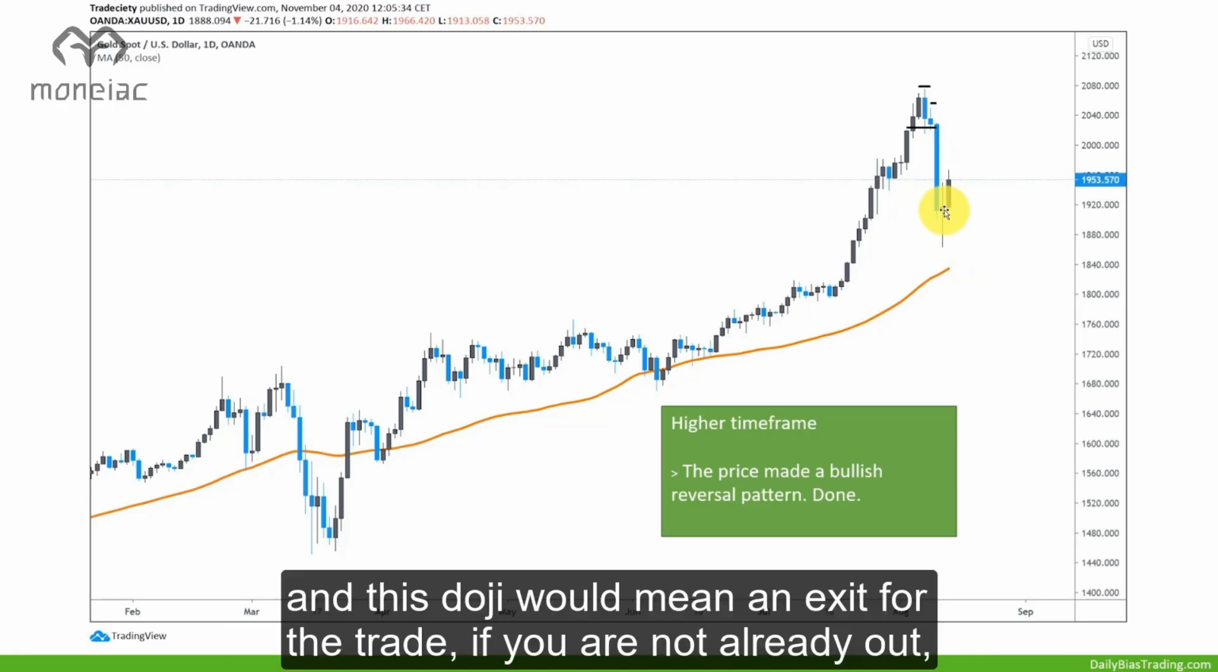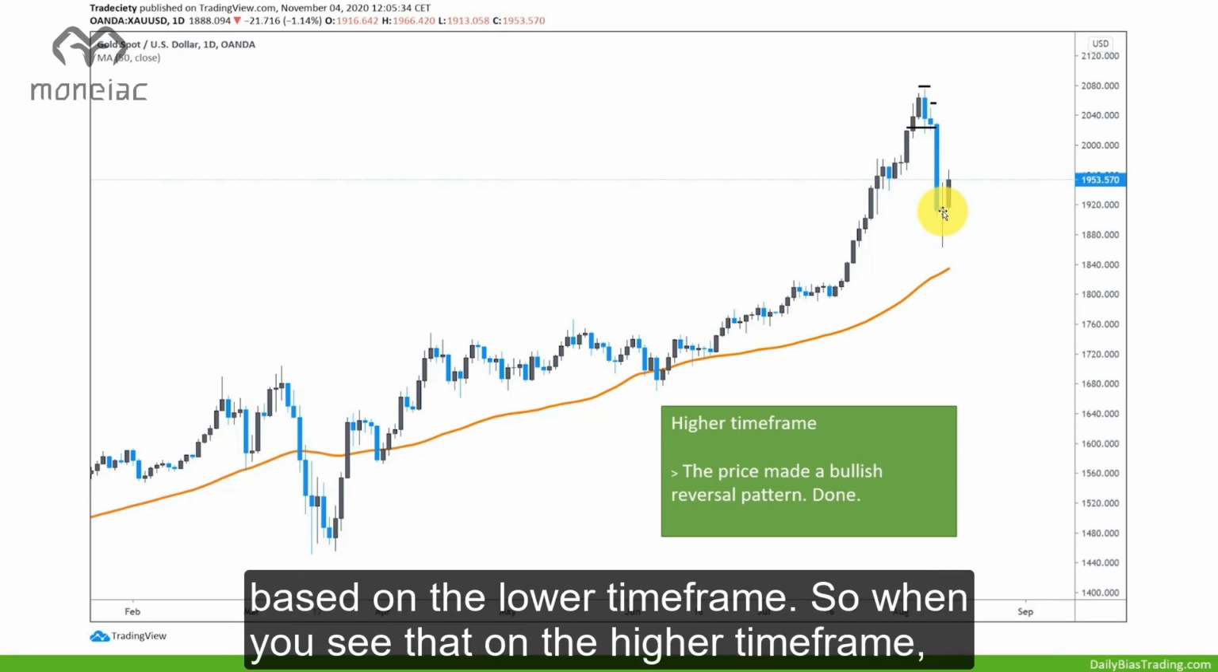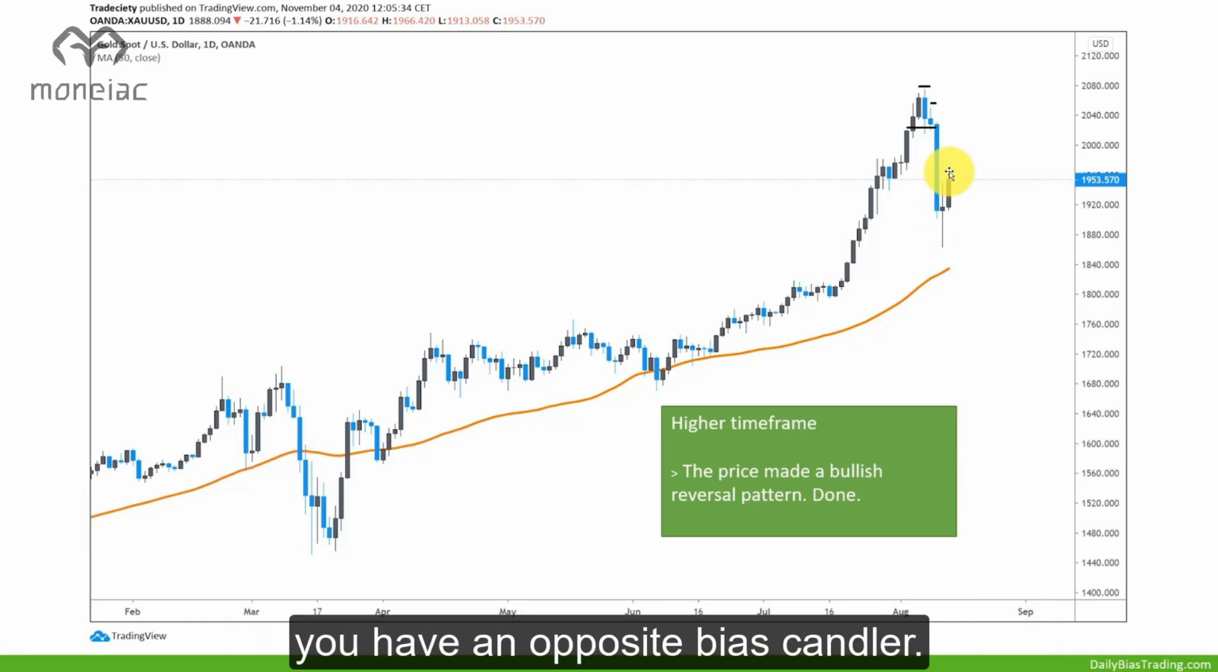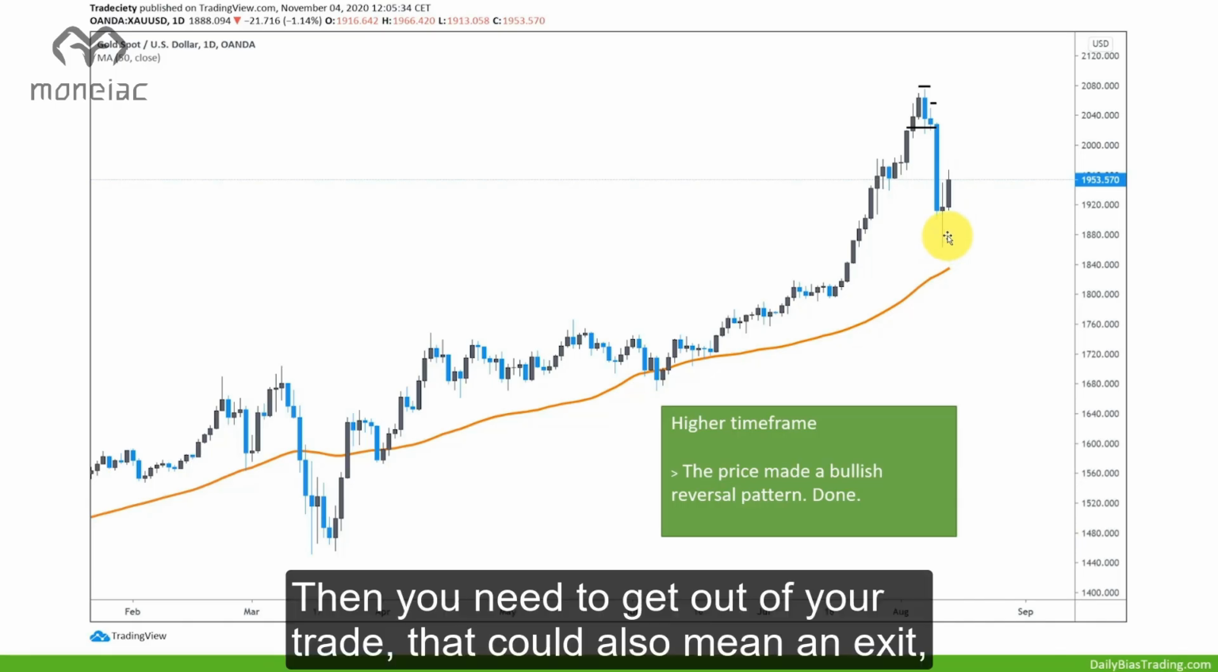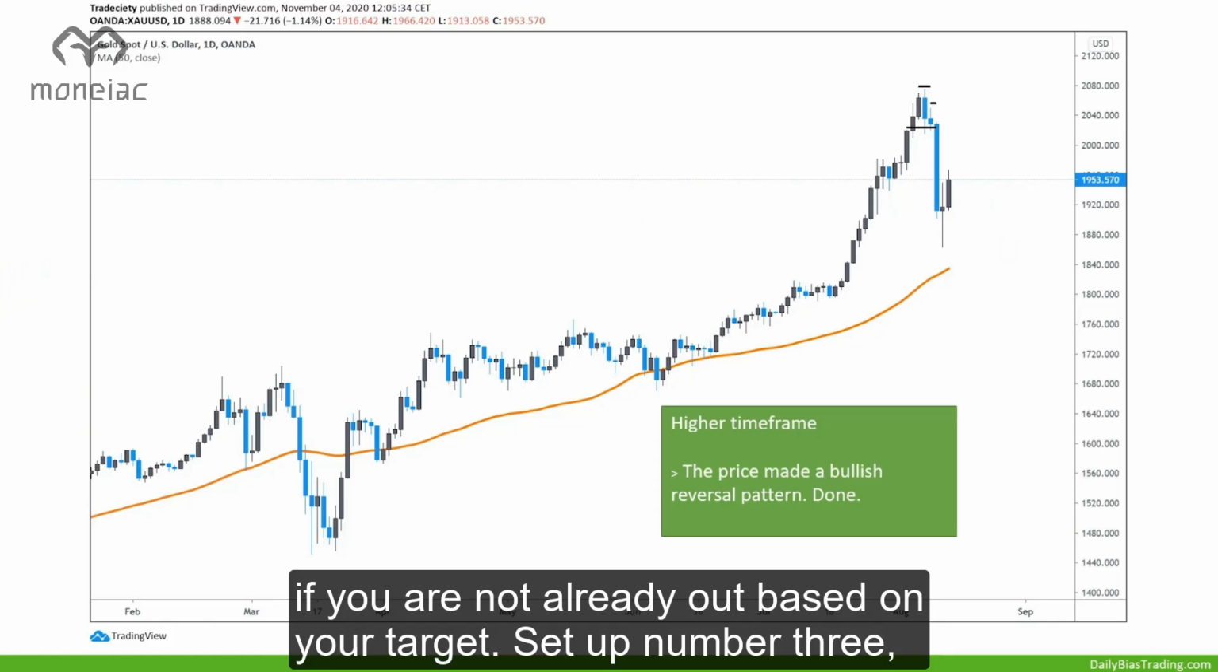And this doji would mean an exit for the trade if you are not already out based on the lower time frame. So when you see that on the higher time frame, you have an opposite bias candle. So you have your bearish bias here, and then you have a bullish bias here, then you need to get out of your trade. That could also mean an exit if you are not already out based on your target.